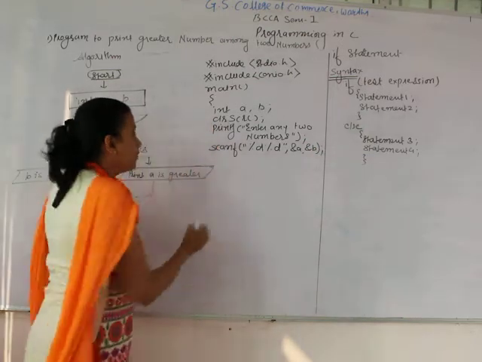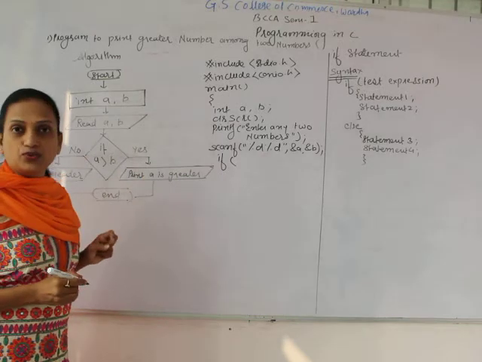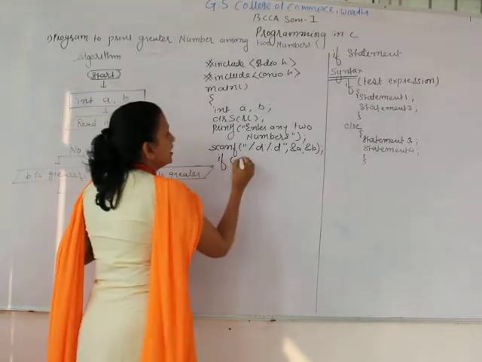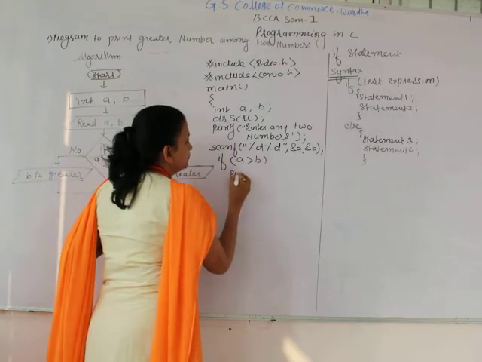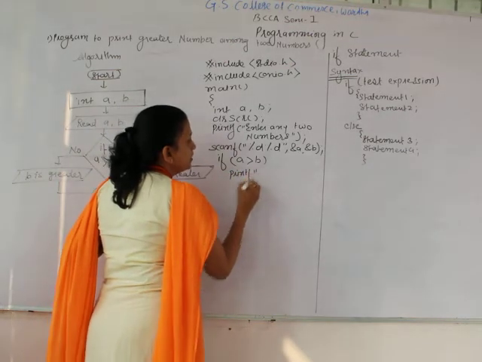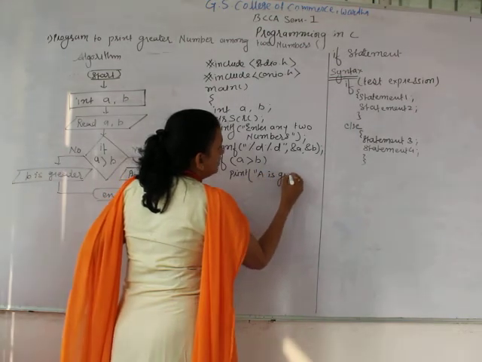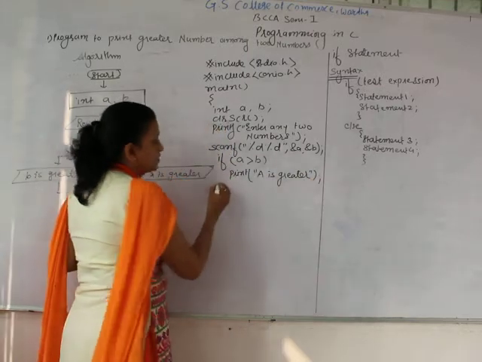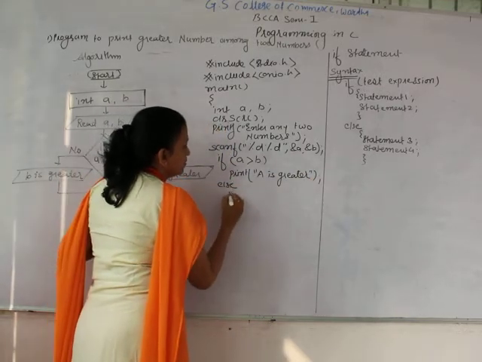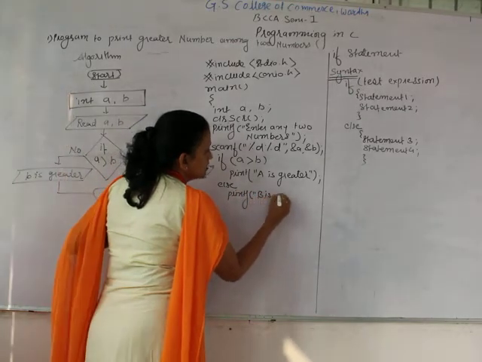Okay? Now once you got the numbers, it's time to check which one is greater. Now the condition is, if a is greater than b, then print. What you have to print over here? That a is greater. Okay? But if the condition is false, that means else. What you have to print over here? That b is greater.